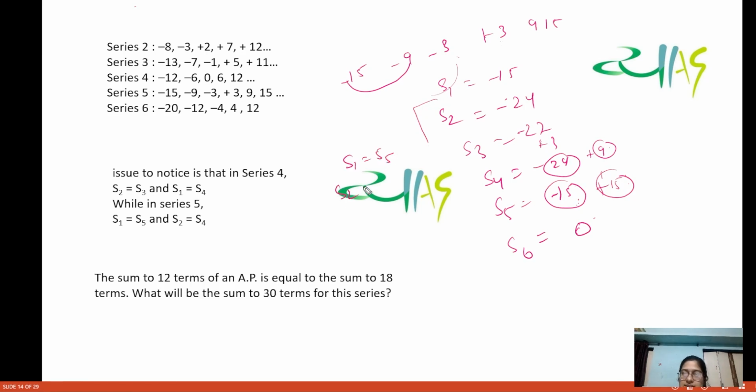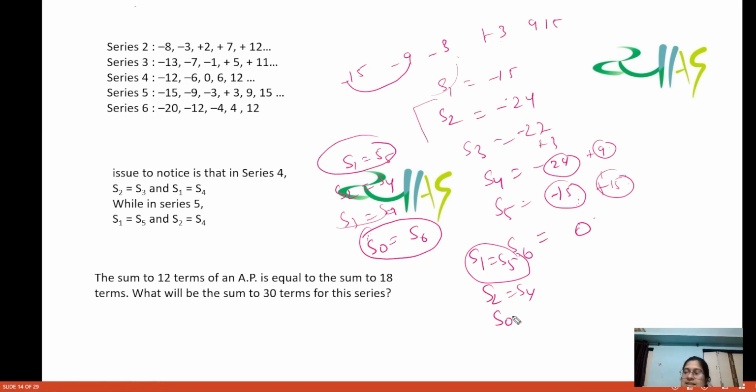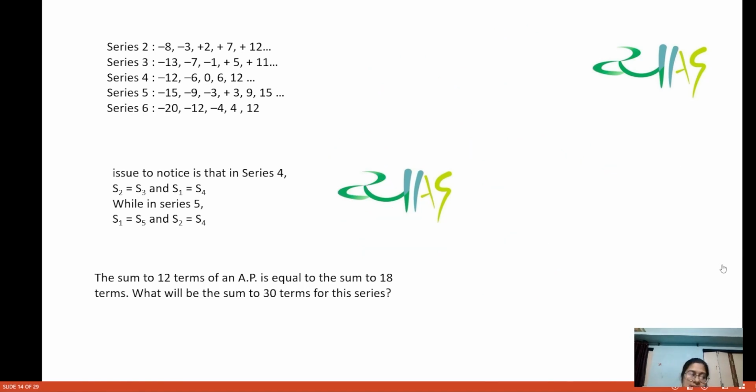So here you get S1 is equal to S5, S2 is equal to S4. Okay. And S3 is equal to S3 only, but you get one more thing: S6 is equal to S0. So you get these relations: S1 is equal to S5, S2 is equal to S4, and S0 is equal to S6. I am telling you these series again and again so that you will be able to deduce when asked in a question.